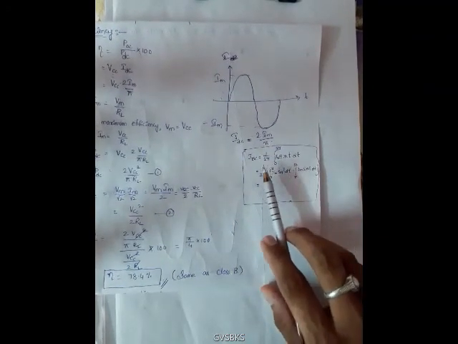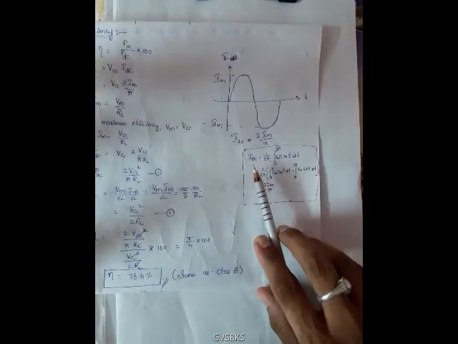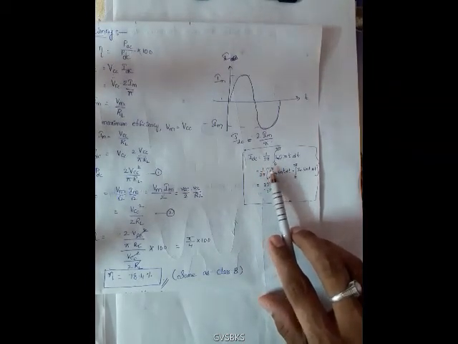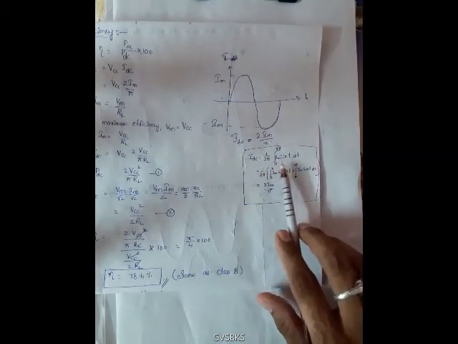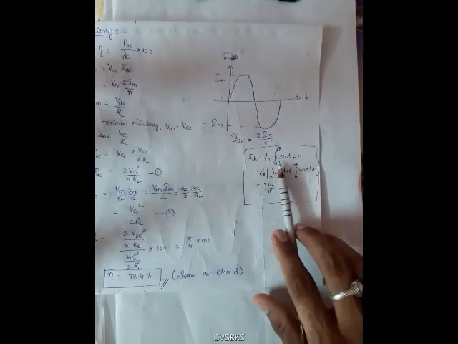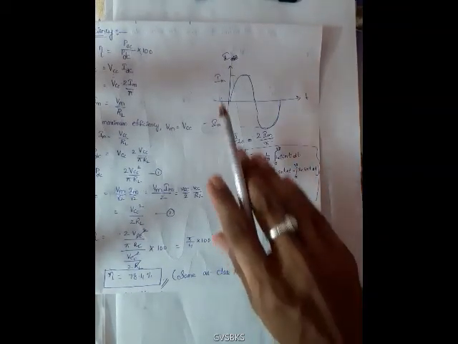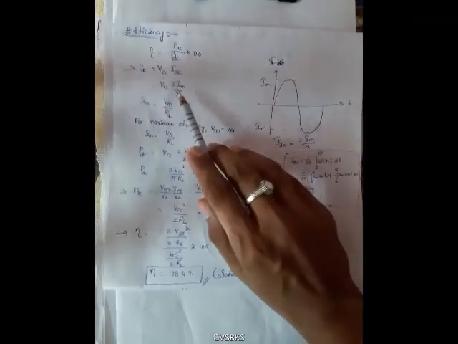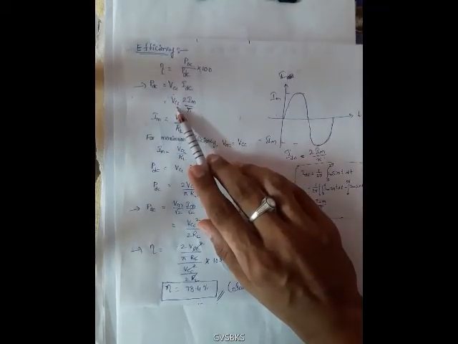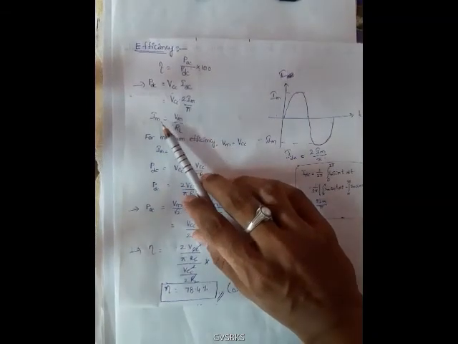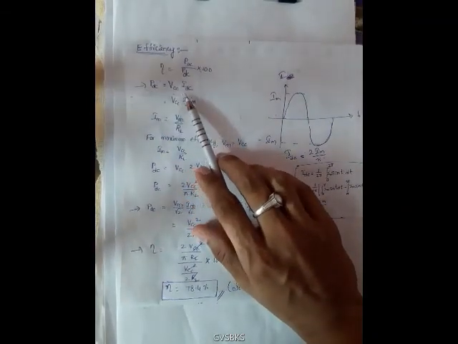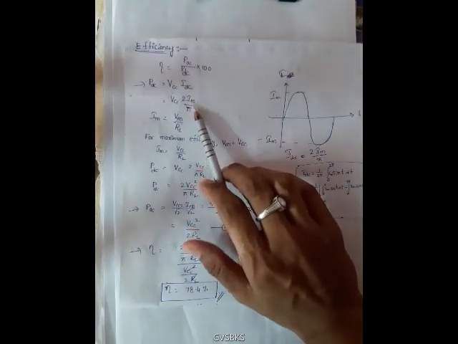In order to get the average, IDC is equal to 1 by 2 pi integral from 0 to 2 pi of Im sin t dt. If we split the limits and do the derivation, we will get 2 Im by pi. We are going to substitute that value in the PDC equation, the DC power equation. So the PDC is equal to VCC into IDC, and IDC is 2 Im by pi.